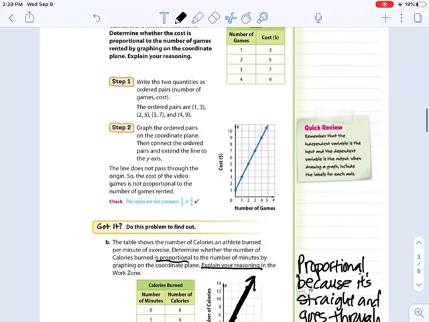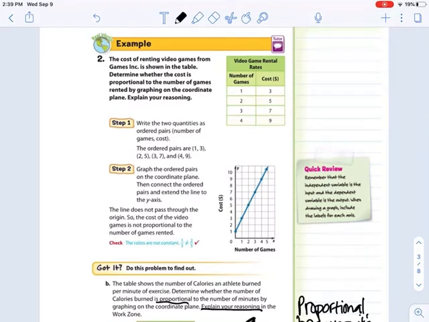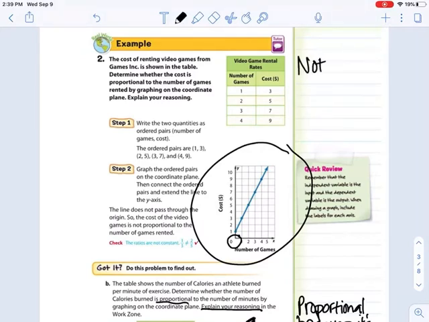So let's actually go up a little bit to example 2. And I want you just to look at this graph. Okay, so if this question is asking us if it's proportional, this one would not be proportional. And can you figure out why? So this graph is straight. However, it does not go through the origin. This is the origin right there, and it doesn't go through. So to answer this question, we would say not proportional.